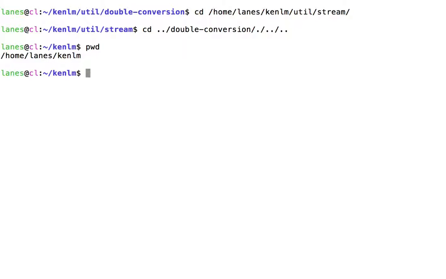So, dot dot slash double conversion slash dot, slash dot dot, slash dot dot refers to home lanes kenlm.